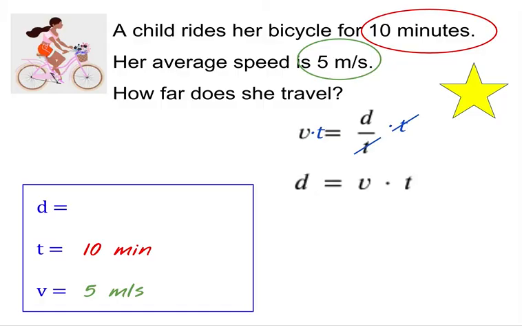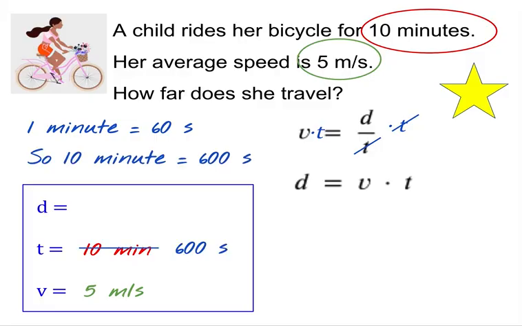But the problem is that if we tried to put our numbers in right now, the seconds and the minutes from the time would not cancel out. They're not the same type of unit. And so we're going to have to make a change. We're going to change the 10 minutes into how many seconds that's equivalent or equal to. Remember that 1 minute is equal to 60 seconds. And so if 1 minute is 60 seconds, 10 minutes would be 10 times 60 seconds, or 600.